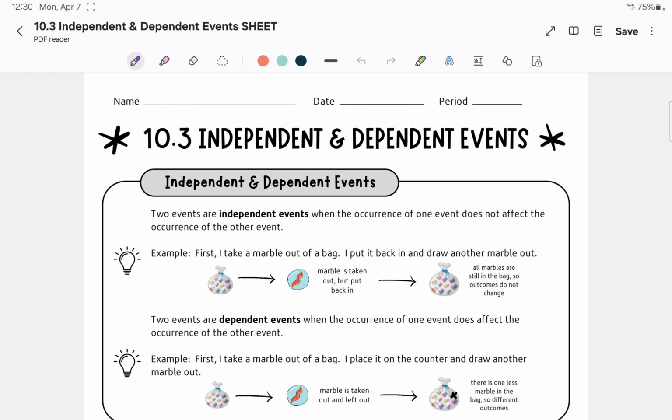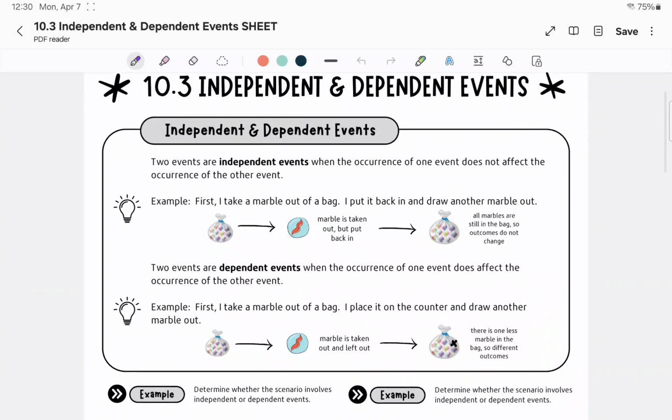Hello, welcome to lesson 10.3, independent and dependent events. So in this lesson, we are looking at independent and dependent events, and let's describe what each of those mean.